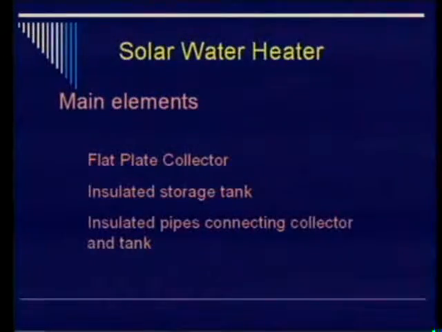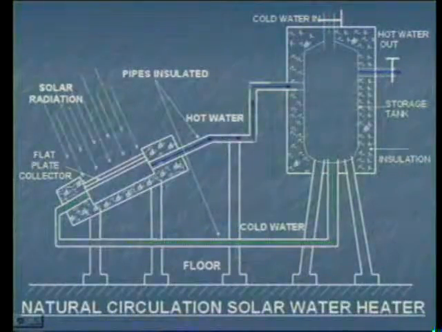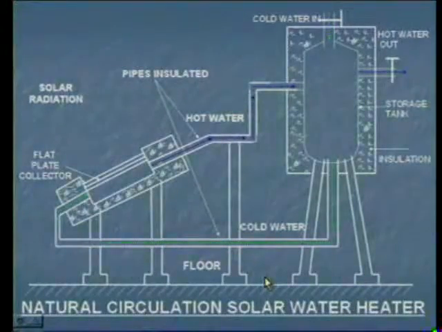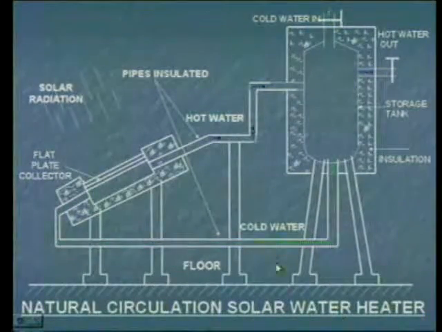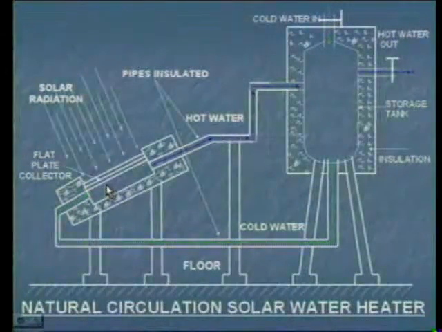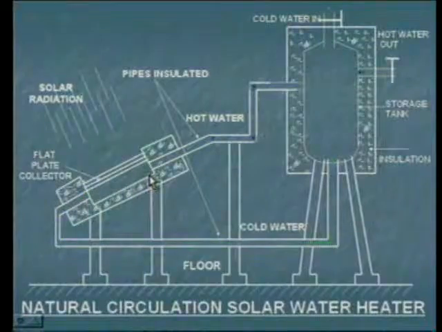The main elements of a solar water heater are the flat plate collector, an insulated storage tank, and insulated pipes connecting the collector and tank. Now let us look at the solar water heater. It is a natural circulation type. Basically there are two types of solar water heaters. One is a natural circulation type and the other is a forced circulation type. Natural circulation solar water heater, this is a flat plate collector. Whenever you feel that one flat plate collector is not sufficient, we will provide a series of flat plate collectors. That is, a number of flat plate collectors will be arranged in series.